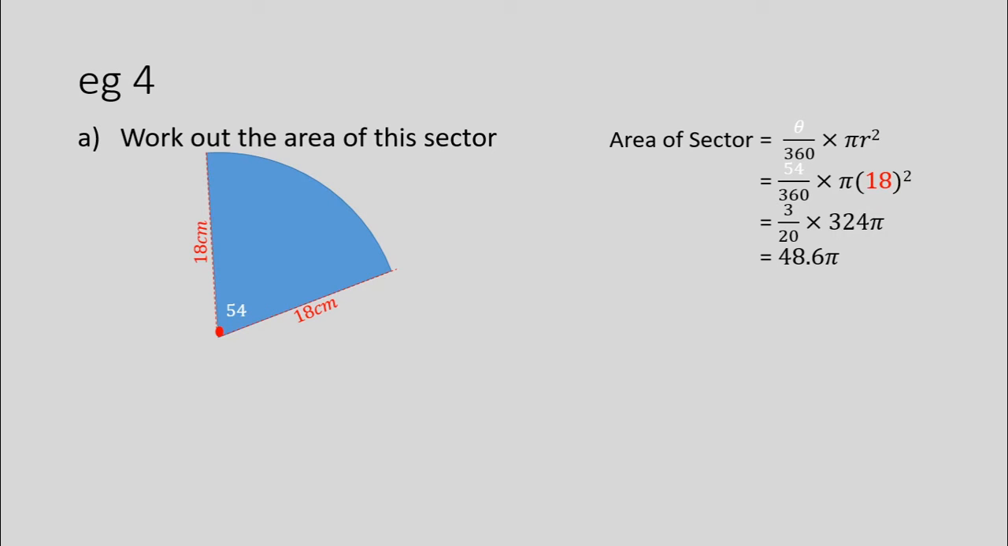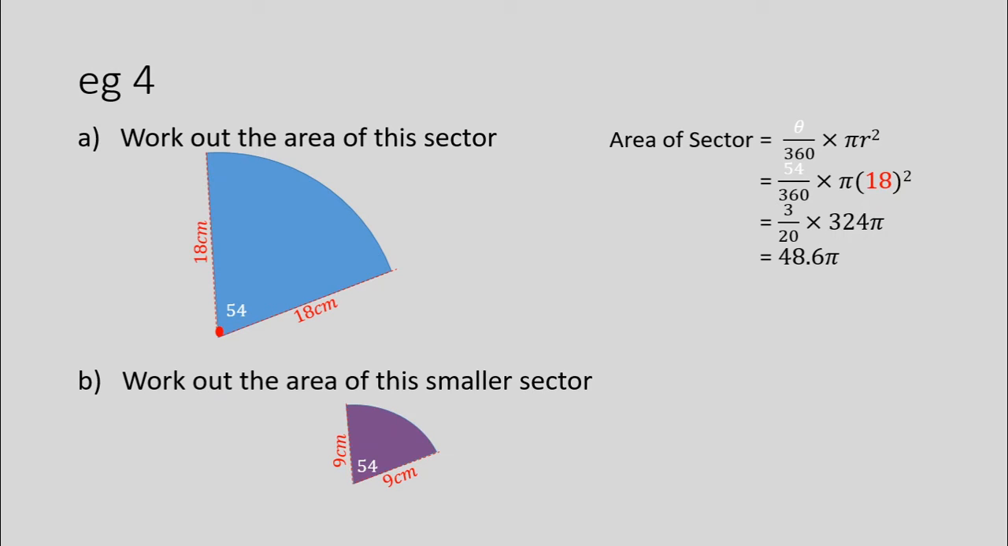Now that is still exact. It has not been rounded. Notice my pi is still there. I have not put in the value of pi to keep my answer exact, because this is just part A of the question, and I don't want to round until I get to the end. Part B. Work out the area of this smaller sector.